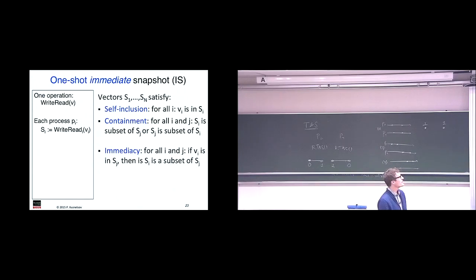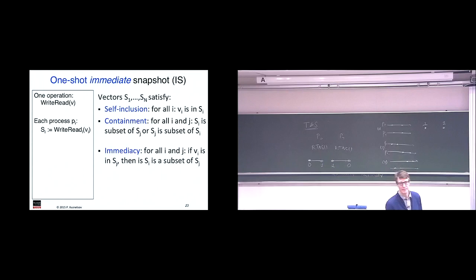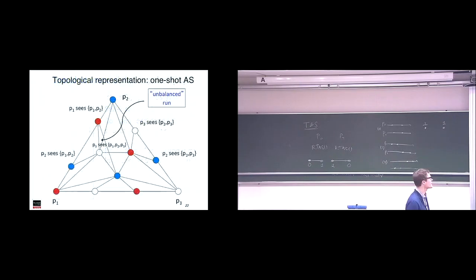And this is the model of computation which is based on immediate snapshot. It's not atomic snapshot, it's an immediate atomic snapshot. It's an atomic snapshot with some restrictions. And basically, the restrictions are such that these kinds of executions do not materialize. Okay? So I want to avoid unbalanced runs. I want all the runs to be balanced.